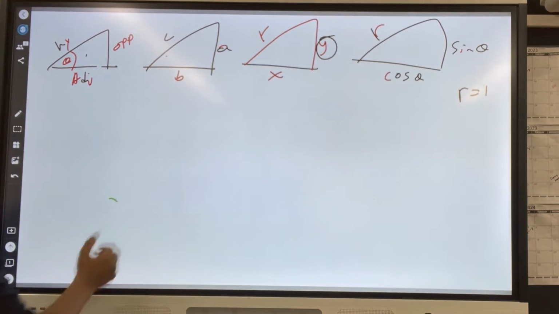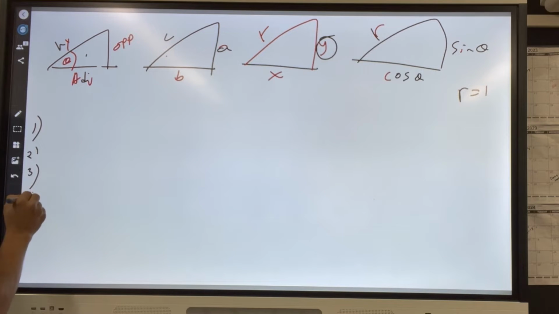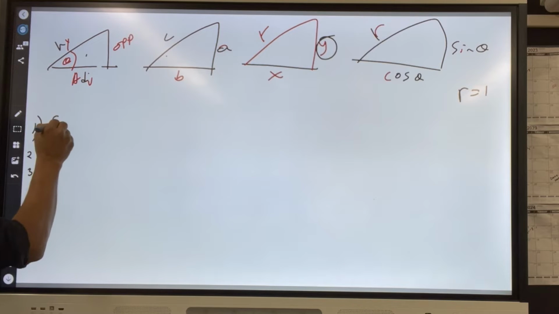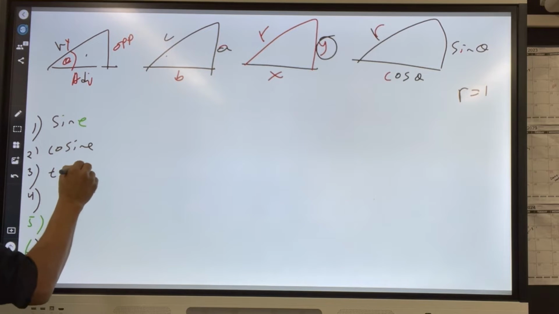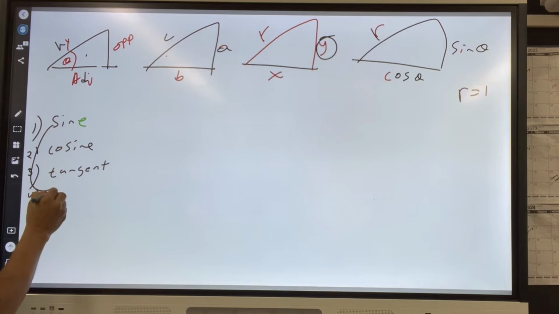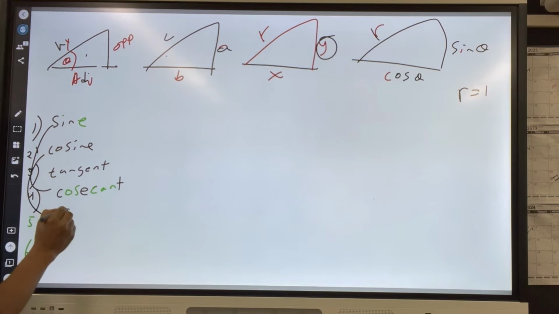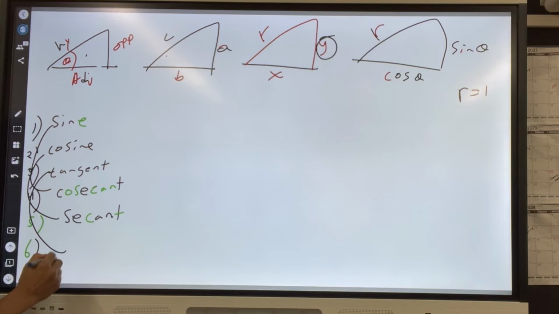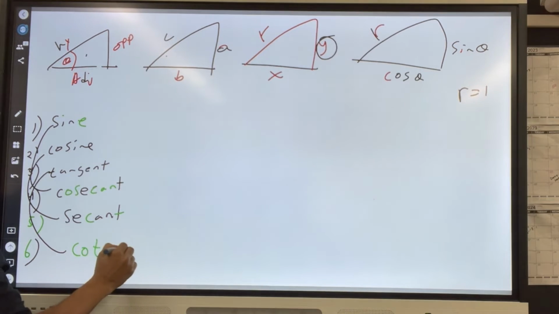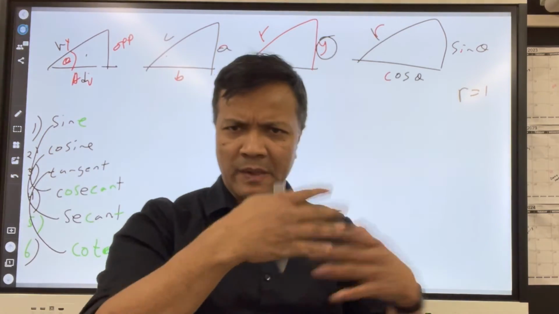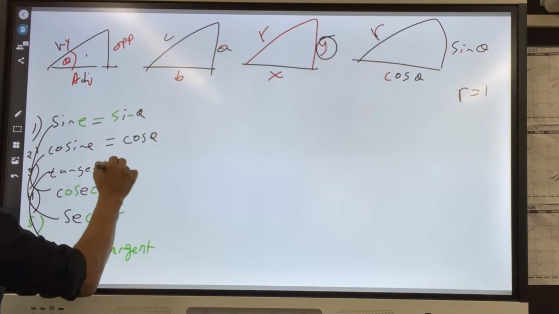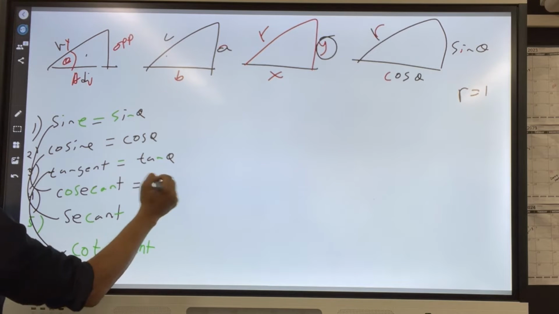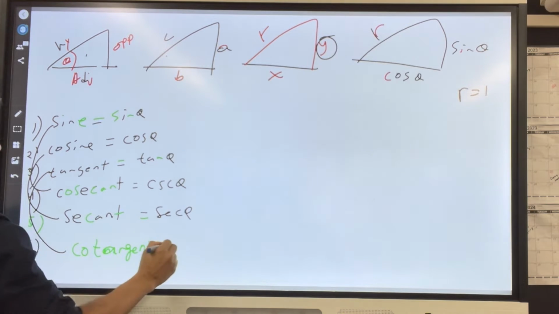Now that we know where the sine came from, let's put all six trigonometric functions. The first one is sine, the second one is cosine, the third one is tangent, the fourth one is the reciprocal of sine, cosecant, then secant, and this one is the reciprocal of tangent, so cotangent. One thing you notice is that there are no angles. We have to put the angles because trigonometry is the relationship between angles and their sides. So this is sine theta, cosine theta, tangent theta, cosecant theta, secant theta, and cotangent theta.